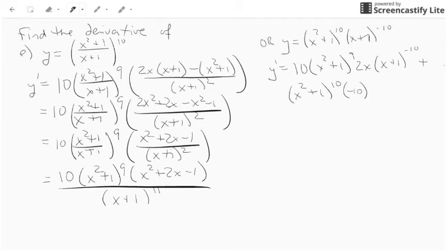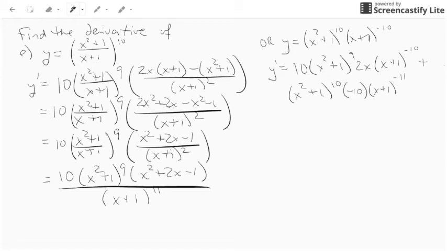So I'm going to bring down the negative 10. This will be x plus 1. I bring down the negative 10. Now, be careful about this because when you take 1 away from negative 10, you're actually going to get negative 11 up there. I needed the exponent to get 1 smaller.